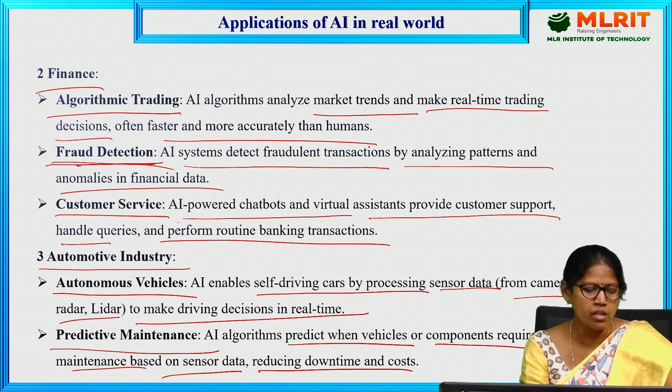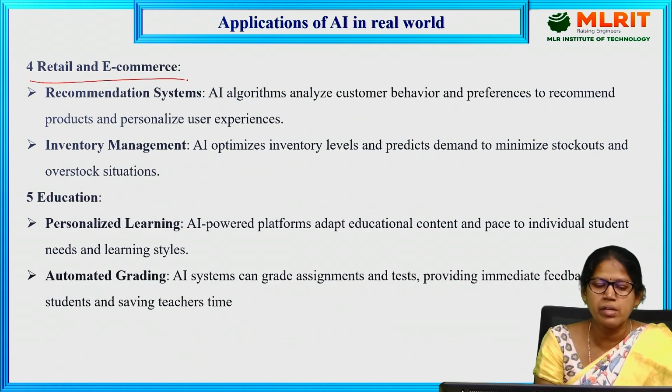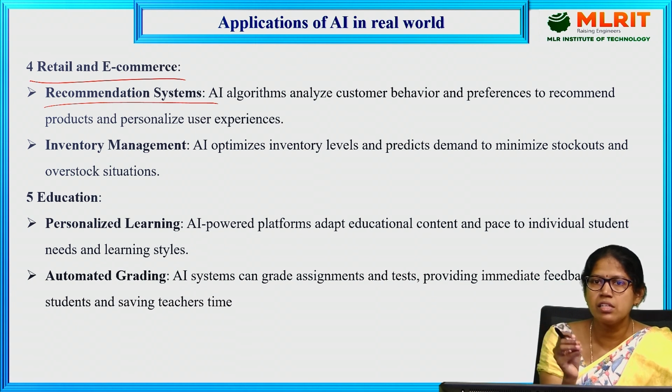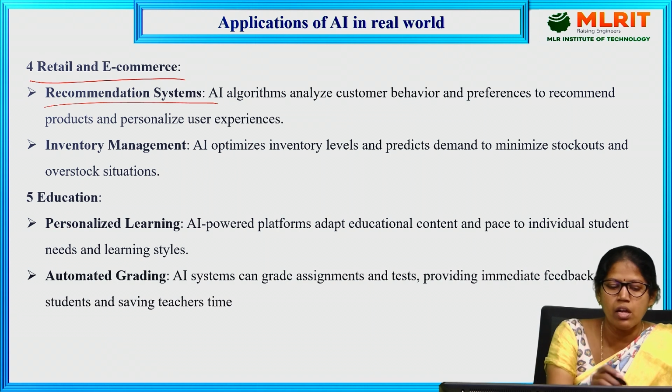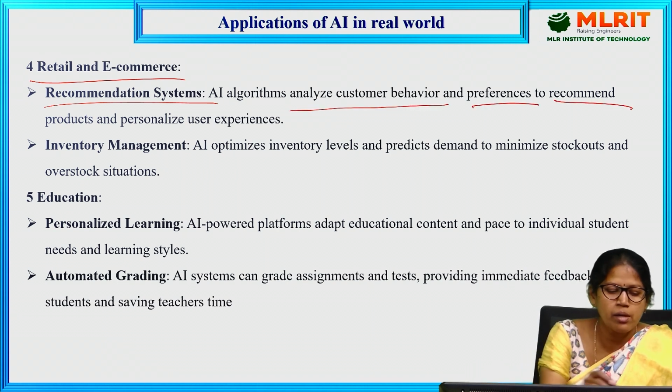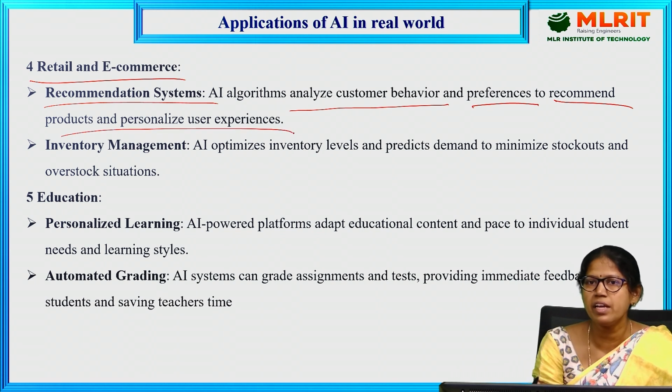Okay, next, retail and e-commerce. The first one is the recommendation system. AI will observe what the person is shopping for online, and then it will recommend. For example, if I love saris, then the AI will recommend all the patterns of saris. If I like the black color, then it will give the black color more often. AI algorithms analyze customer behavior and preferences to recommend products and personalize the user experience.